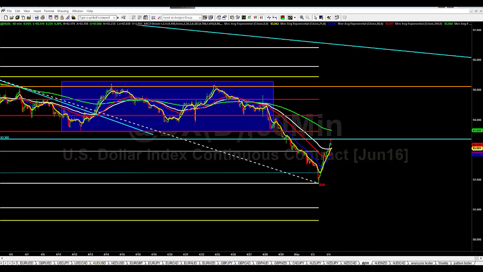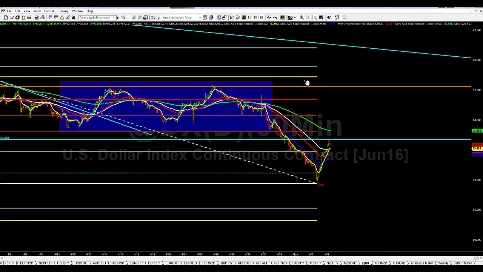The key level for me is about 85, so 93.85. Maybe we get up there, and if we see some rejection around 93.85, that could just be the retest and then we come off from there.